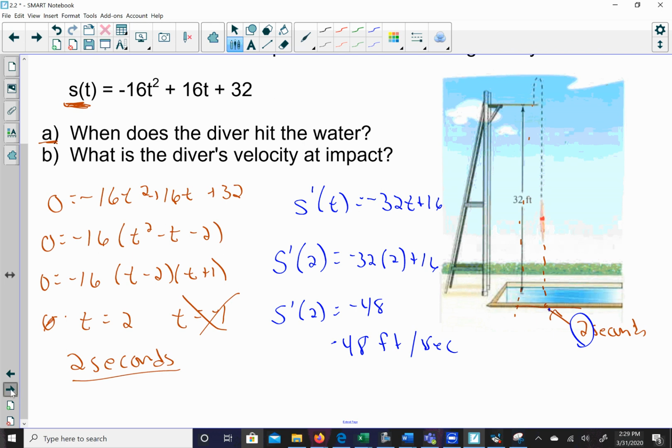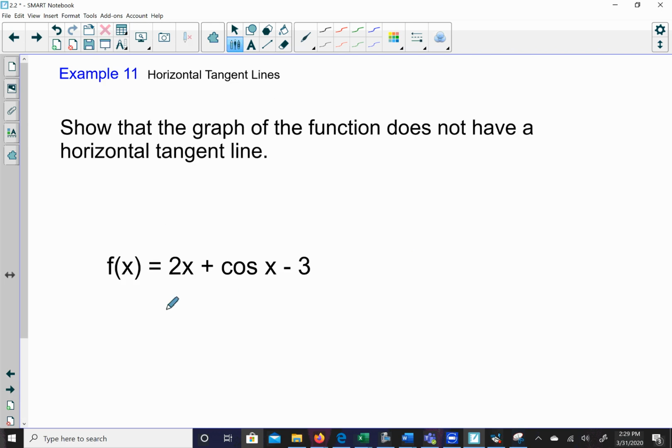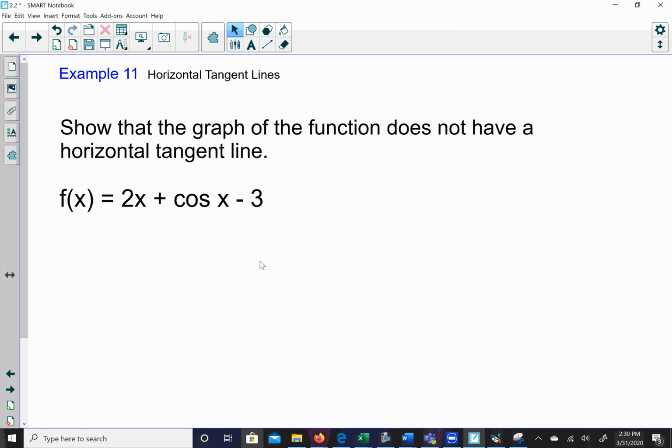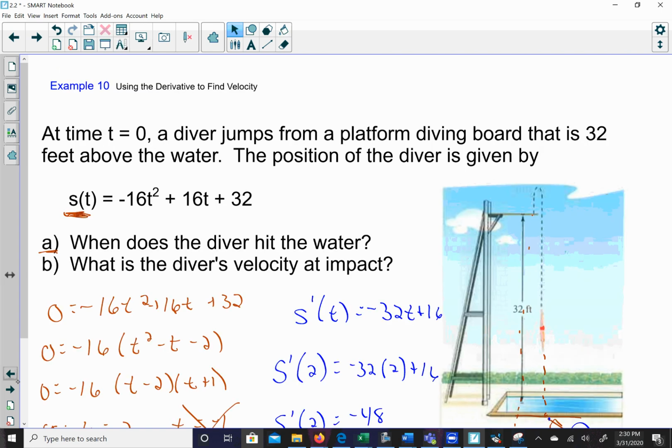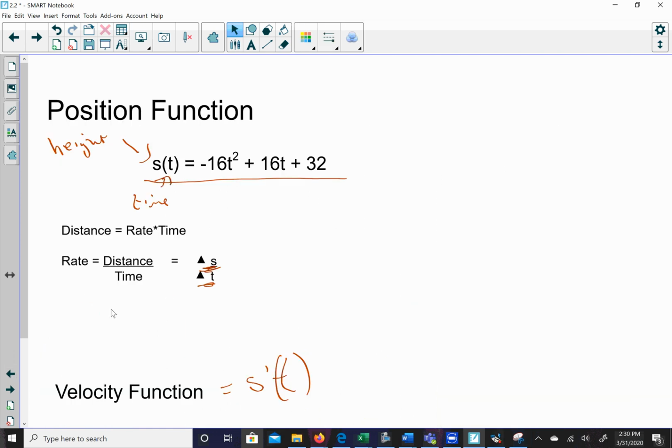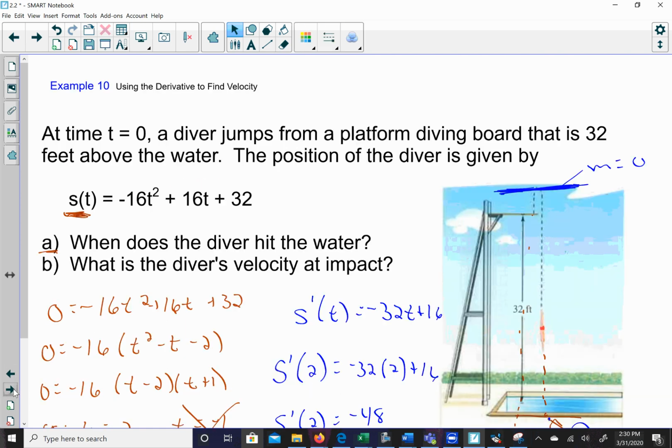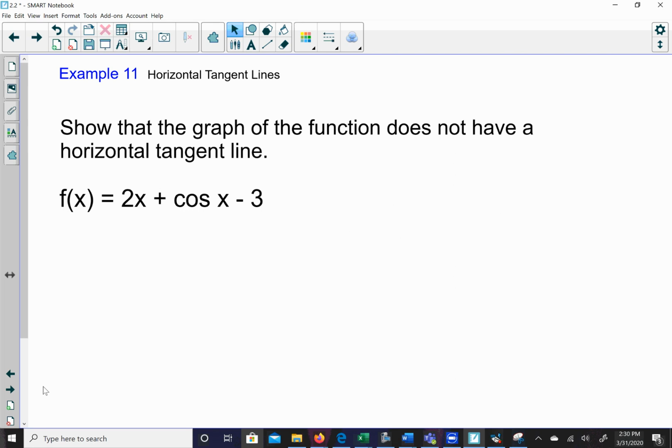And the last one wants to know, show that the graph of the function does not have a horizontal tangent line. Well, if I were to have a horizontal tangent line on a graph, let's go back to the last one. There's one place where I have a horizontal tangent line, and that's going to be right up here, where I hit the vertex of that parabola. That's going to be a horizontal tangent line. And if I have a horizontal line, then I know the slope of that line is going to be 0. So going back to this one, I'm going to find the derivative, and then once I find that derivative, I'm going to set it equal to 0 to find any horizontal tangent lines.